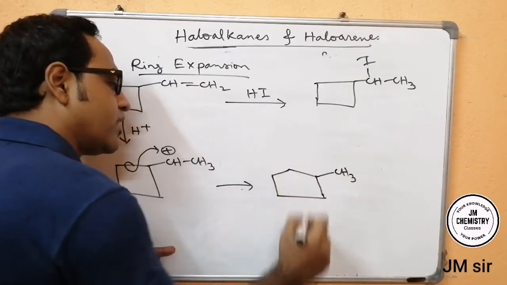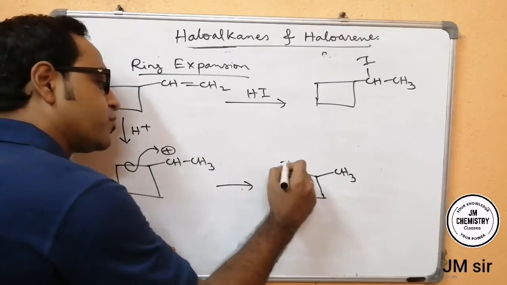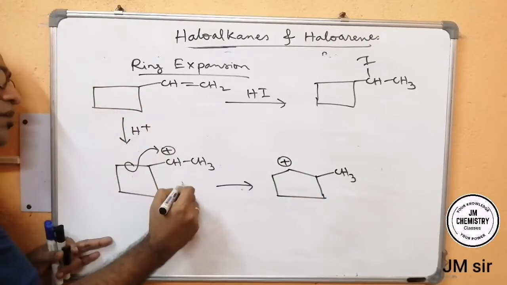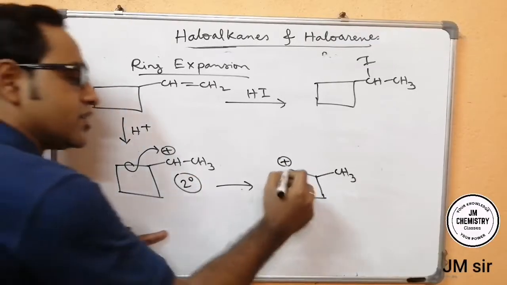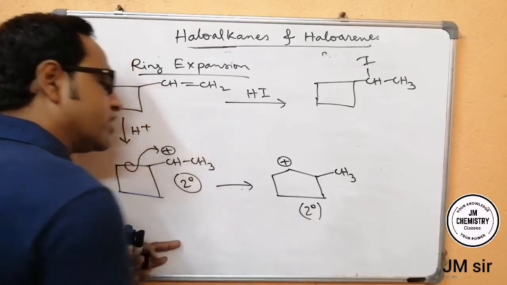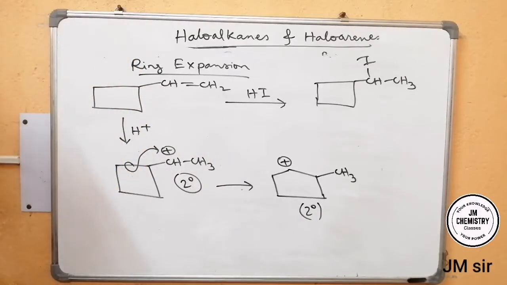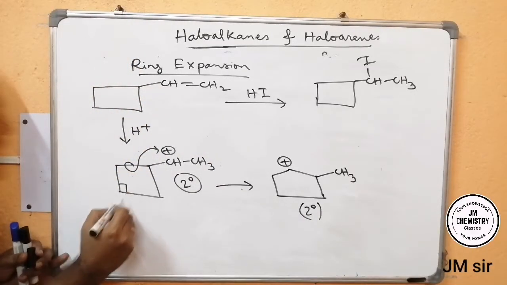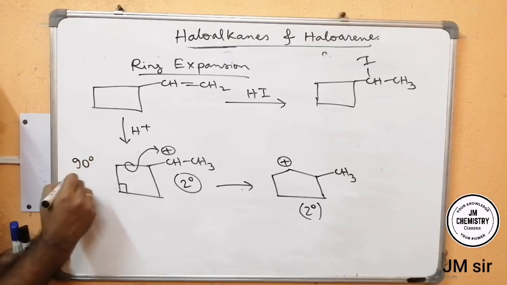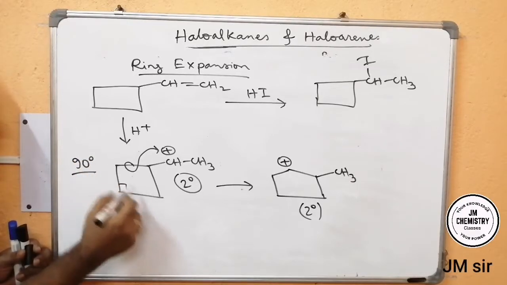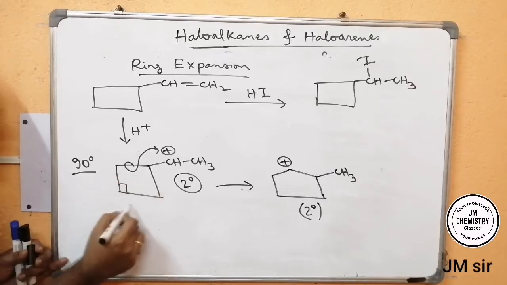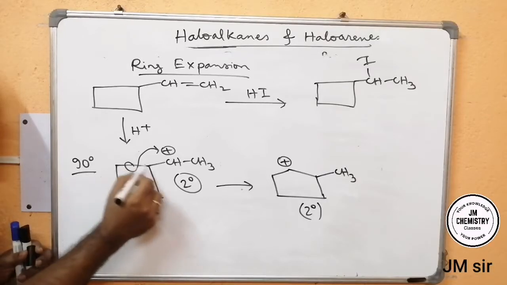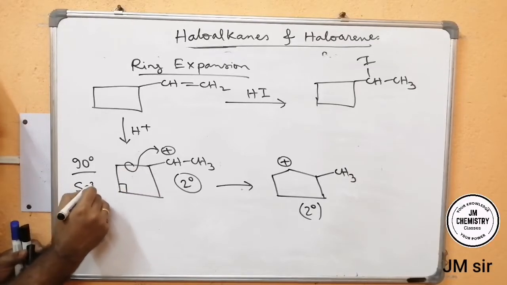And it will produce a carbocation at this position. Now this carbocation is 2 degree. This carbocation is also 2 degree. Now why will the bond shift? Because here the bond angle is all 90 degree. But all the carbon atoms here are sp3. All the carbons of this cyclobutane are sp3.